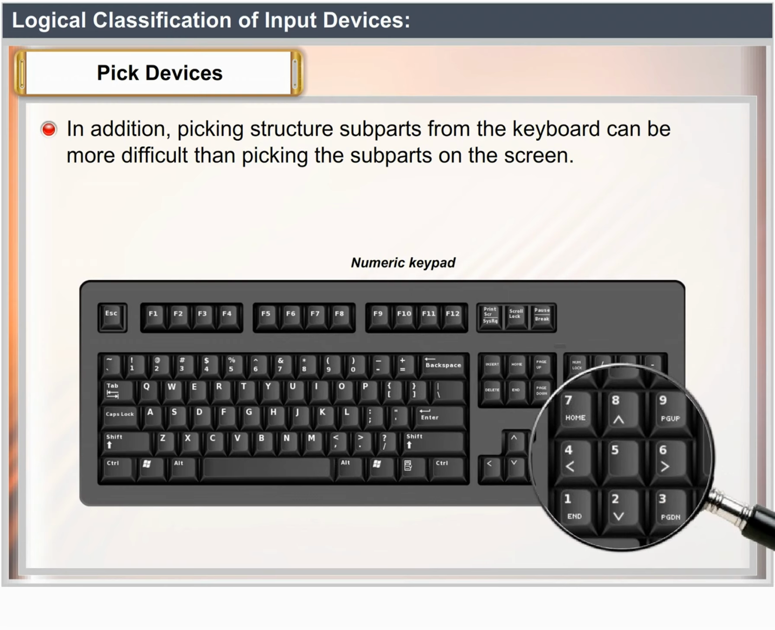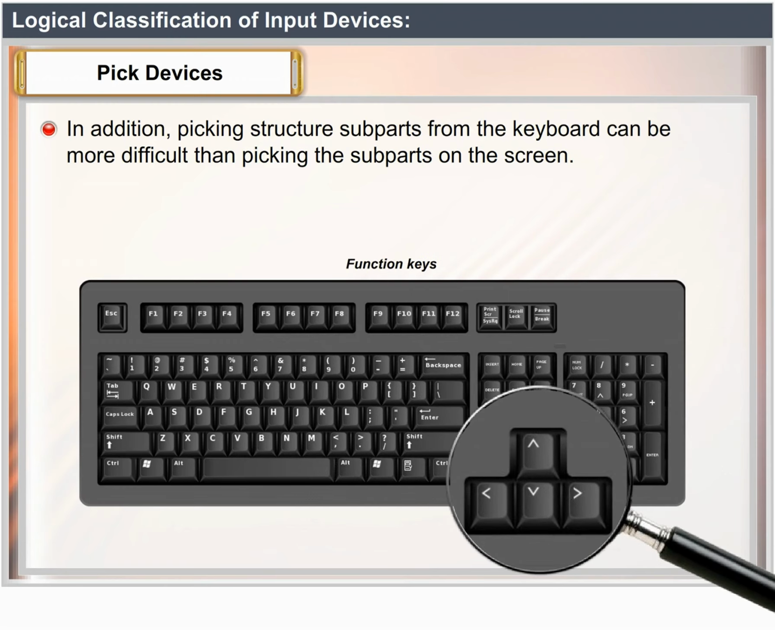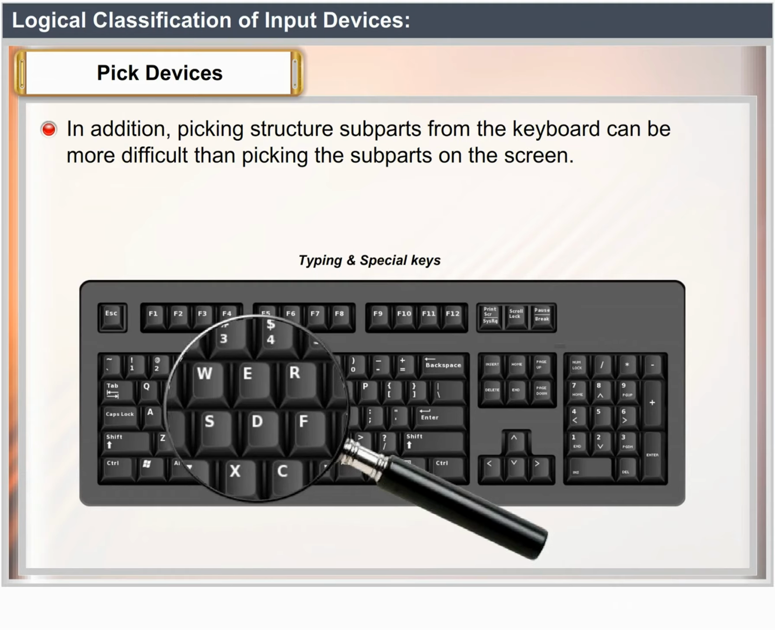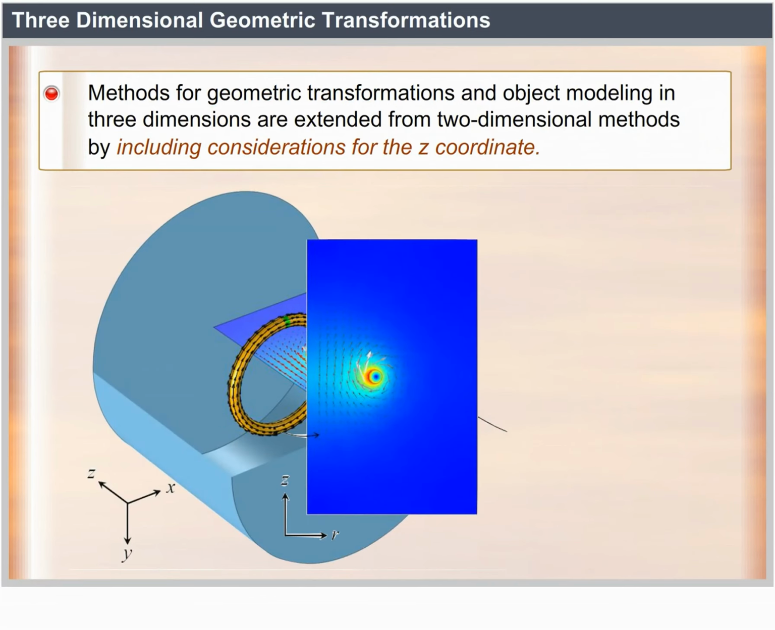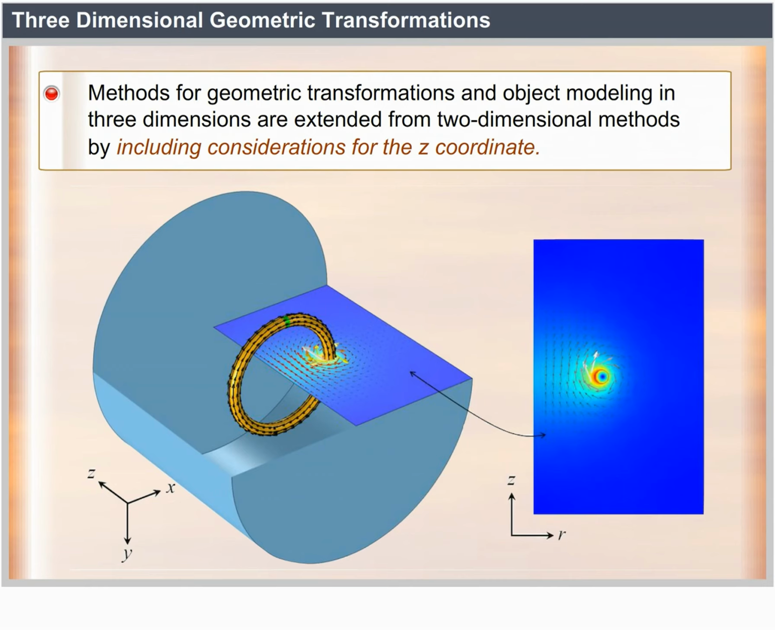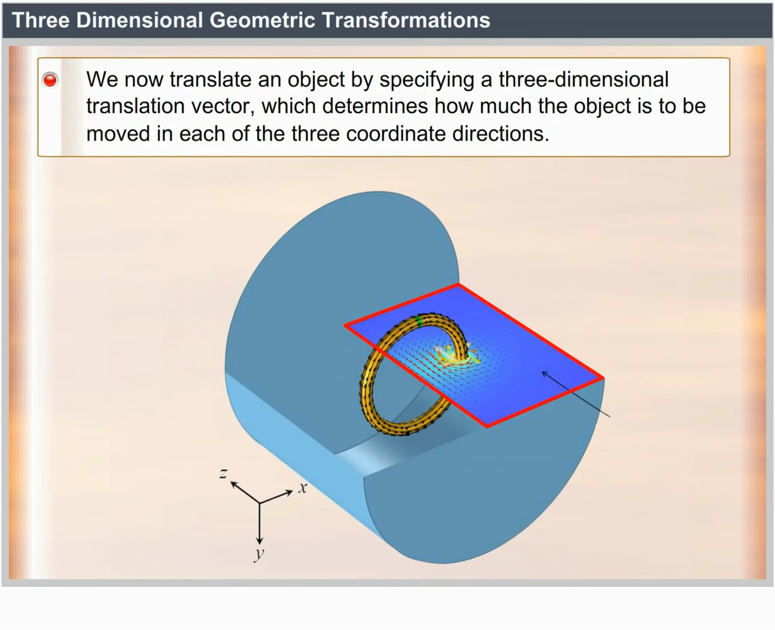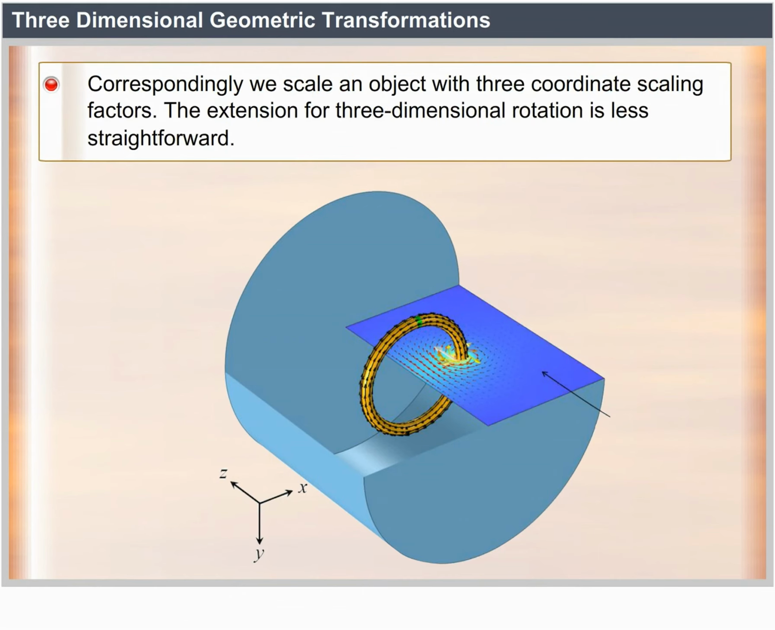Three-dimensional geometric transformations. Methods for geometric transformations and object modeling in 3 dimensions are extended from 2-dimensional methods by including considerations for the z-coordinate. We now translate an object by specifying a 3-dimensional translation vector, which determines how much the object is to be moved in each of the 3 coordinate directions. Similarly, we scale an object with 3 coordinate scaling factors. The extension for 3-dimensional rotation is less straightforward.